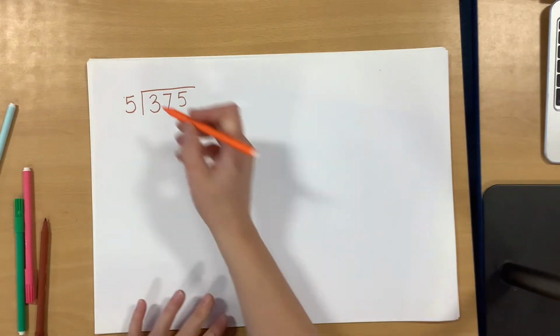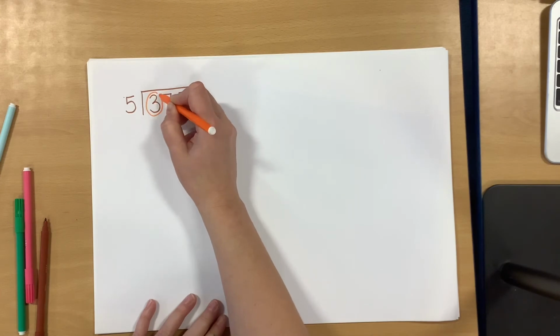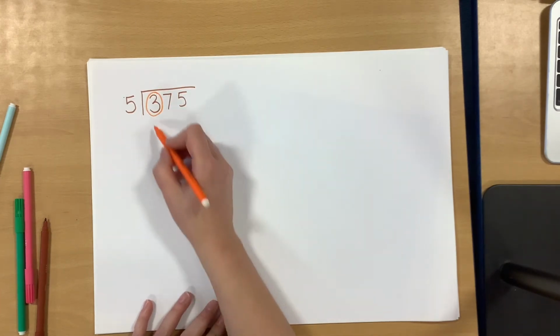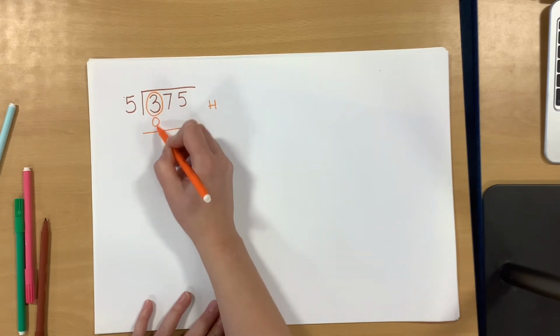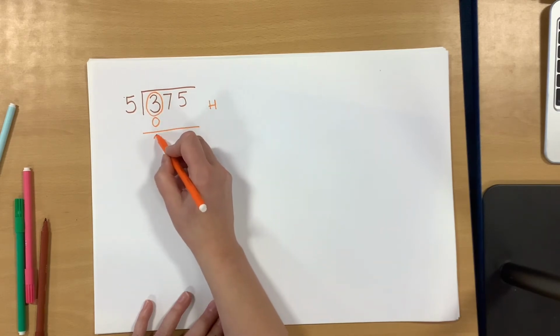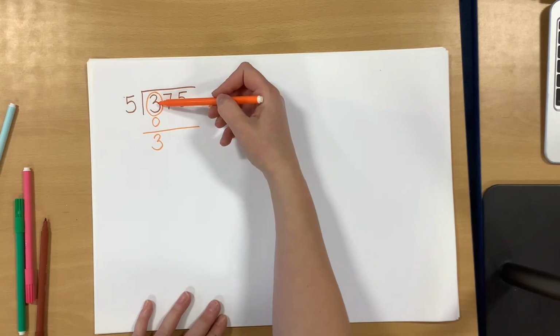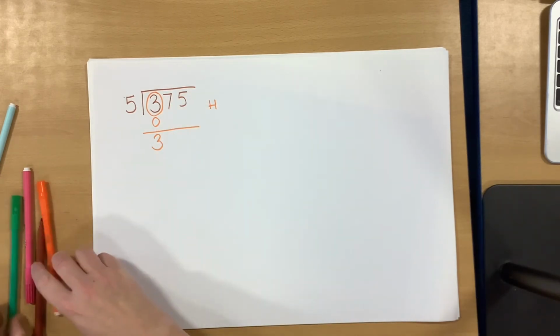Right, let's start with our hundreds. 3 hundreds. I can't share any of them out. I haven't got enough. So I'm going to stop my hundreds there. And I have to keep them. I can't just forget about those hundreds. They have to come down here. So I had 300s. I've spent 0. I've still got 3. Okay.